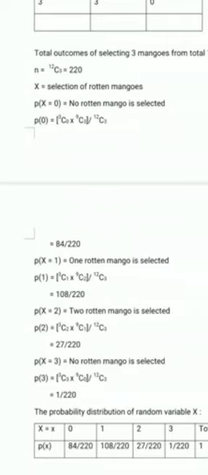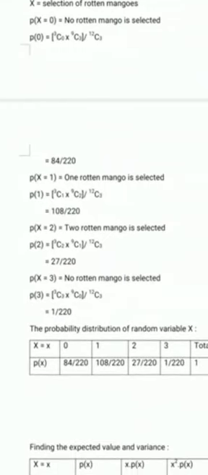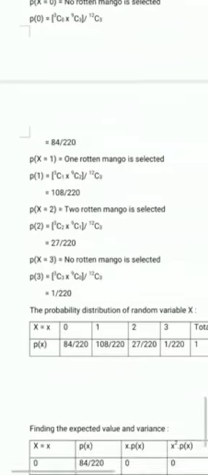Now, the probability distribution of random variable x is shown in a tabular form this way. When the value of x is 0, the probability of x is 84 by 220. When it is 1, it is 108 by 220. When it is 2, it is 27 by 220. And when it is 3, it is 1 by 220. If you total up, you get the numerator and the denominator as same. So, the probability distribution of random variables total is equal to 1. That is sigma px is equal to 1.